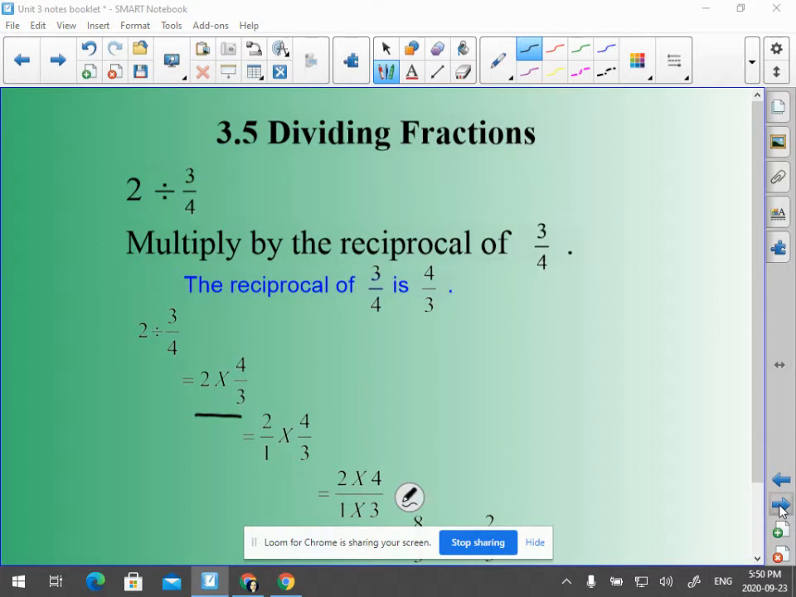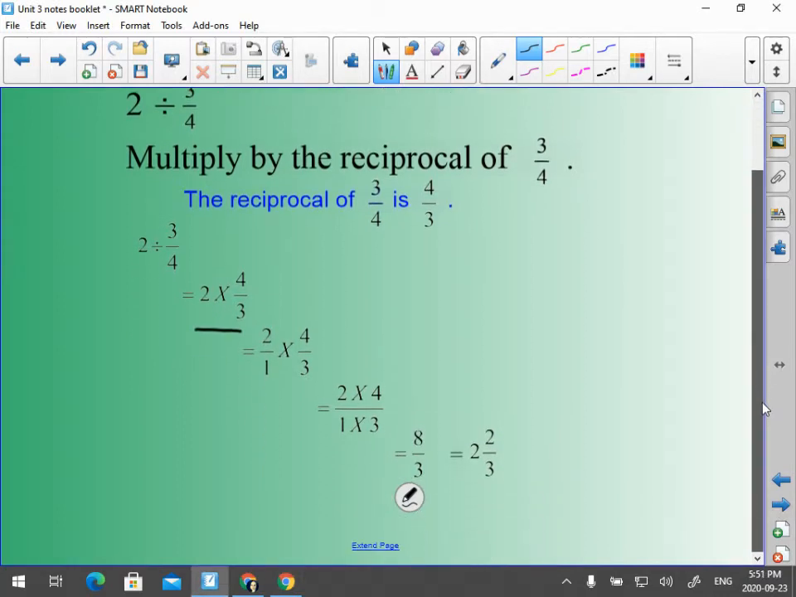Once it is a multiplication, our steps are the same as the previous lesson. If I have a whole number, I put it out of 1, and then it is just top times top, and bottom times bottom. So 2 times 4 is 8, 1 times 3 is 3, and then I always have to simplify again in the end. How many times does 3 go into 8? It goes in 2 times, it gives me 6. So from 6 to get to 8, I need 2 more, and my denominator stays the same.